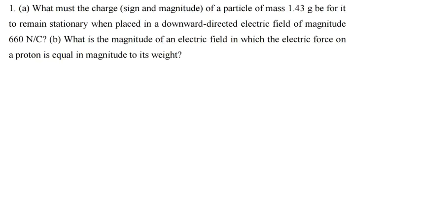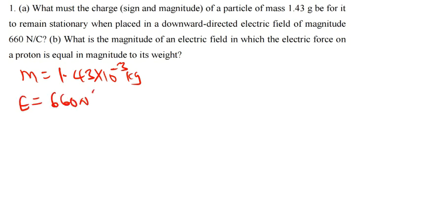Now we have been given the mass. So we can clearly see that we have the mass. Now this mass which has been given here is in grams. We have to convert this from grams to kgs. So there we go. This is the same as just times 10 to the power negative 3, or just divide it by 1000. So this is now in kgs. What else do we have? We also have the electric field, which we've been told is 660 Newton per Coulomb.